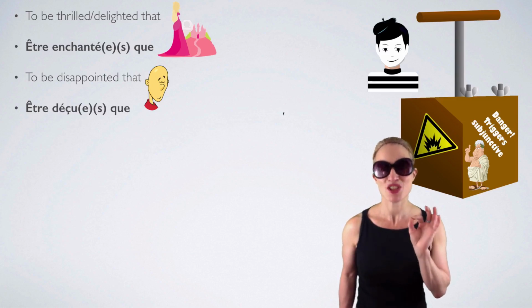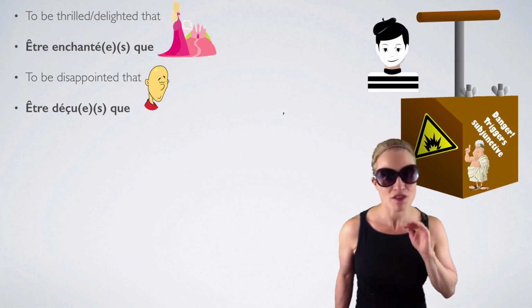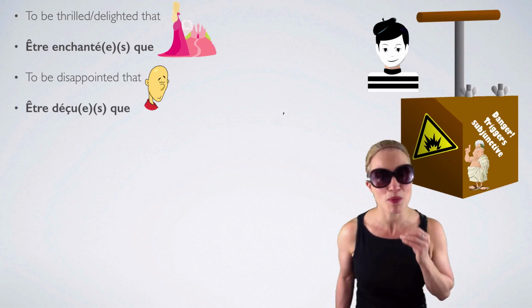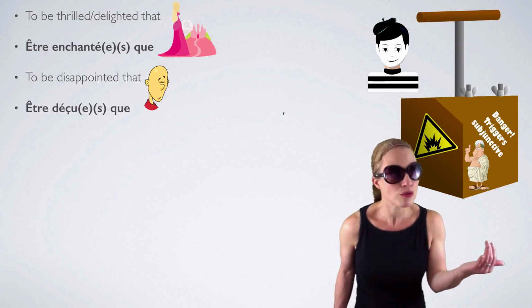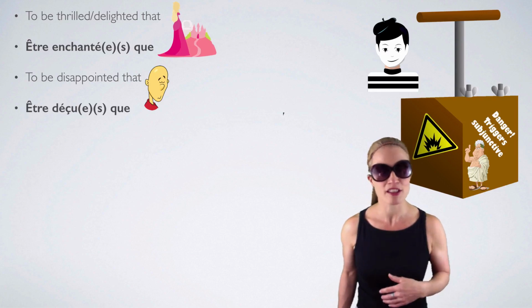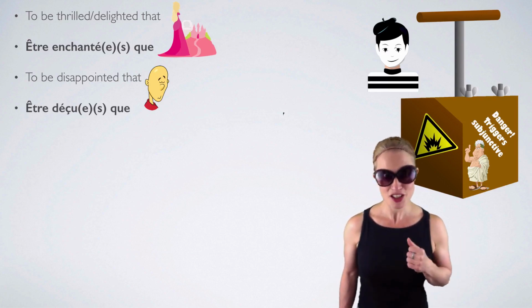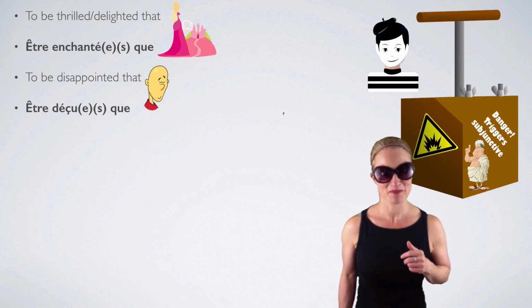To be disappointed that: être déçu que. Déçu is the past participle of décevoir, which does not mean to deceive. It's a false friend. It means to disappoint. And it's just like recevoir, past participle is reçu. Décevoir, past participle is déçu. Many past participles are used as adjectives, just as they are in English.